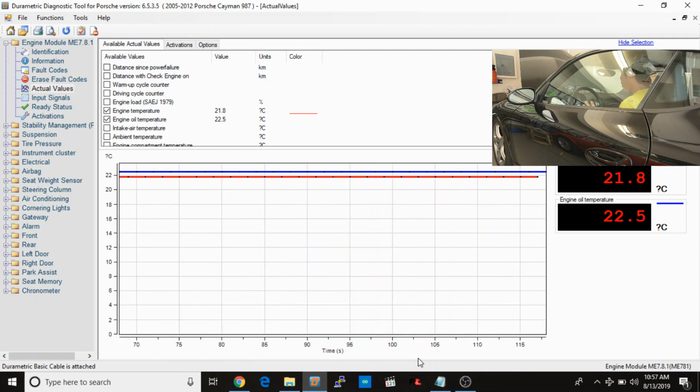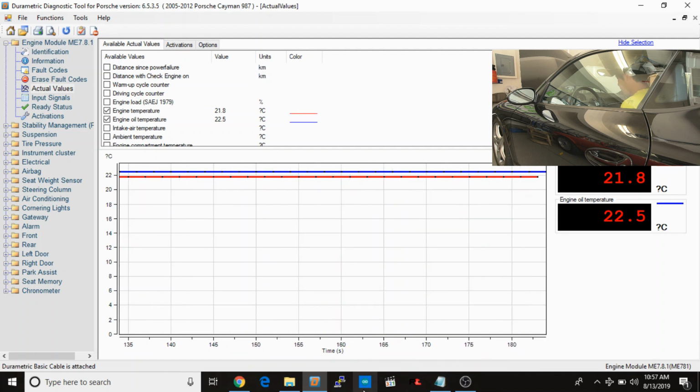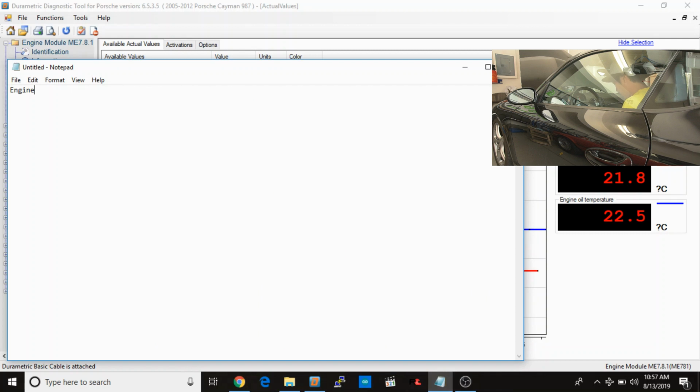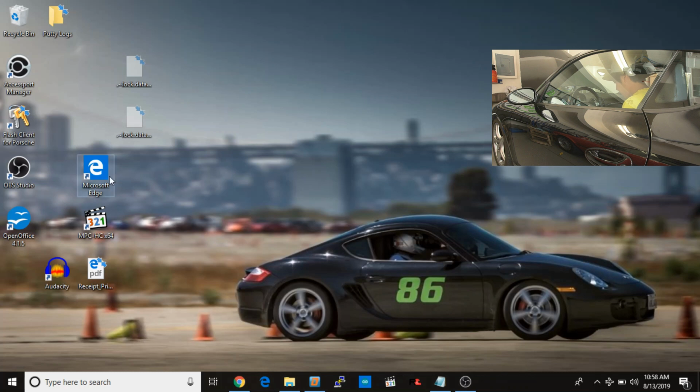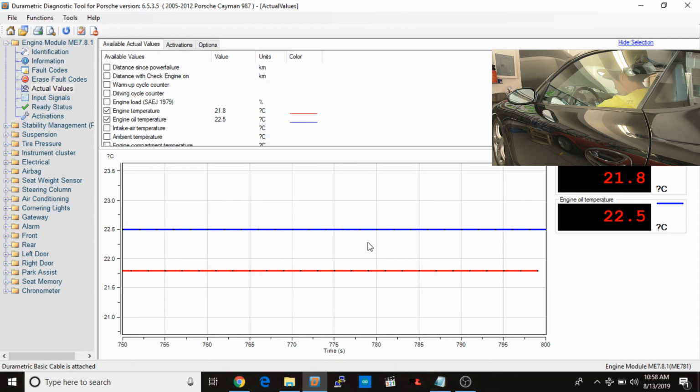Right now the engine is off, but I'm able to read this data from the CAN bus, and I cannot log inside of this software. So what I'm going to do is open up a notepad and type: engine temperature, i.e. coolant, 21.8 C, and engine oil temperature, 22.5 C. And while that's running, I'm not sure if I have to turn the engine on first. I don't know if when I fire this it's going to disconnect. Let's find out right here.